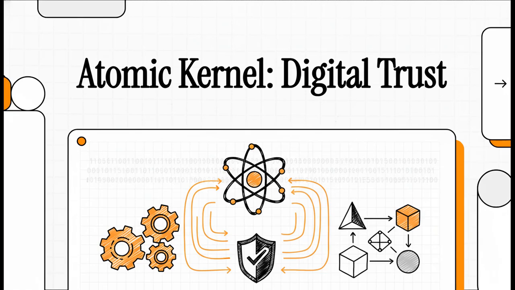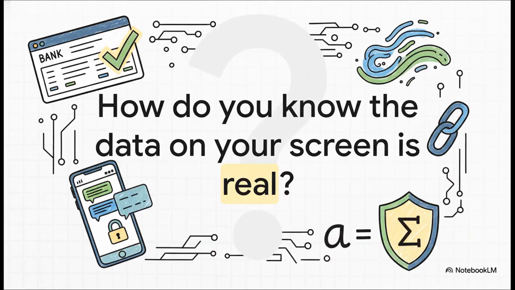So today, let's talk about something called the atomic kernel. It's a system that's been designed from the ground up to tackle a huge problem in our digital world. How can we actually prove that the information we're looking at is real? It sounds like a simple question, but think about it. Every single day, we look at bank balances, messages, documents, and we basically just have to assume it's all correct.